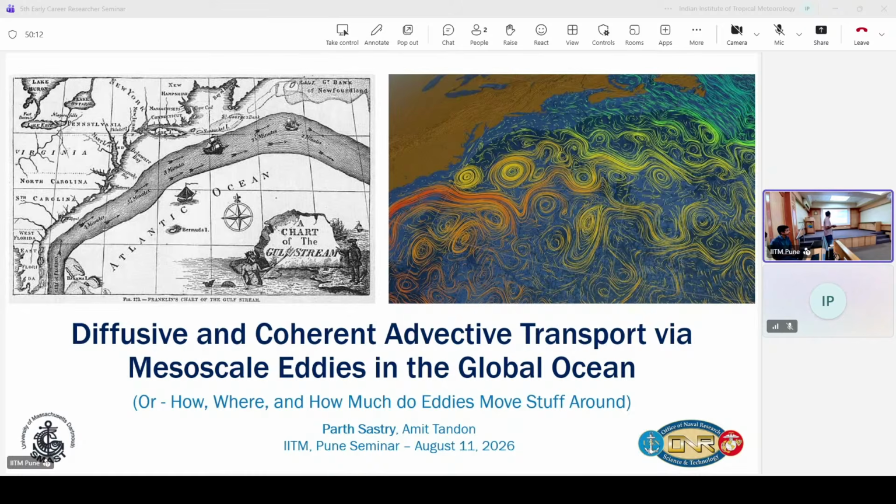This is a figure that I really like. On the left is a map of the Gulf Stream as made by Benjamin Franklin in 1776. And on the right is a NASA visualization of what the Gulf Stream streamlines look like now. Of course, the level of detail and all of the associated advancements in science and modeling that have come with the last 150 years make these figures very contrasting.